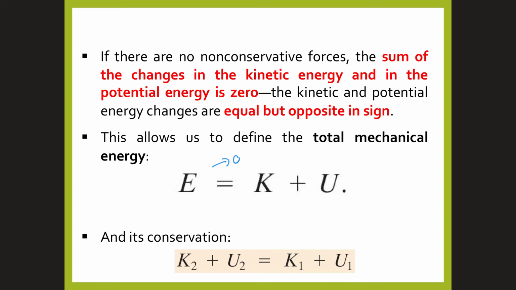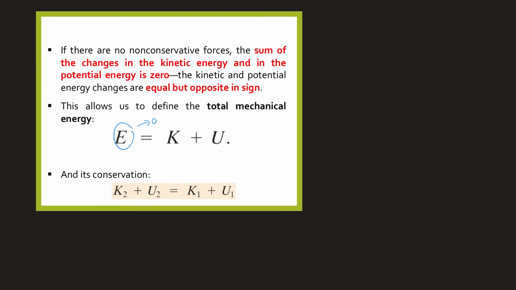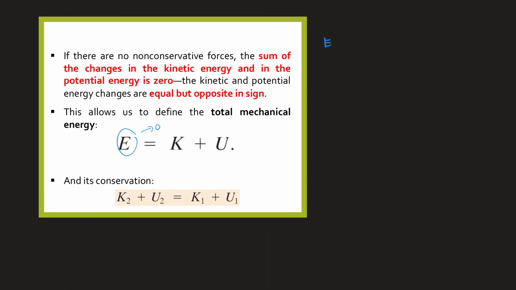That's why your mechanical energy is going to be zero here. So we put the mechanical energy as K plus U, which is the combination of kinetic and potential. For the kinetic energy, you have half mv final squared minus half mv initial squared, and for the potential energy, you have mg y final minus mg y initial.